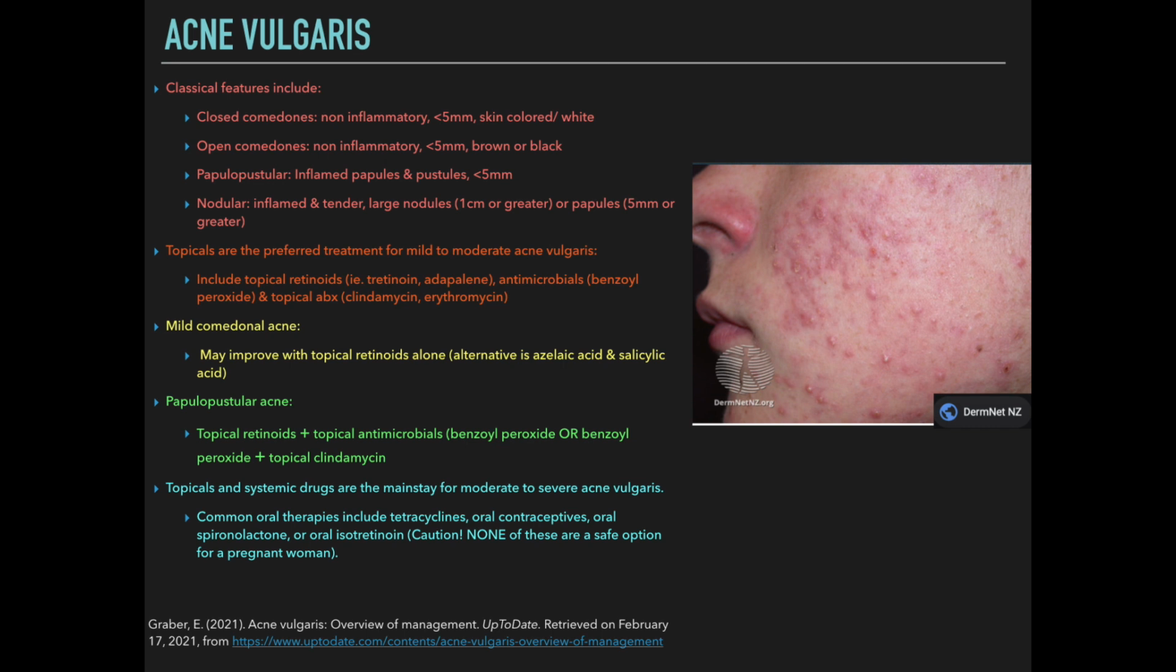For the more moderate to severe acne vulgaris, topical and systemic drugs are going to be the mainstay of treatment there. Common oral therapies include tetracyclines, oral contraceptives, oral spironolactone, and oral Accutane. Use caution with these drugs, though, as none of them are safe in pregnancy.